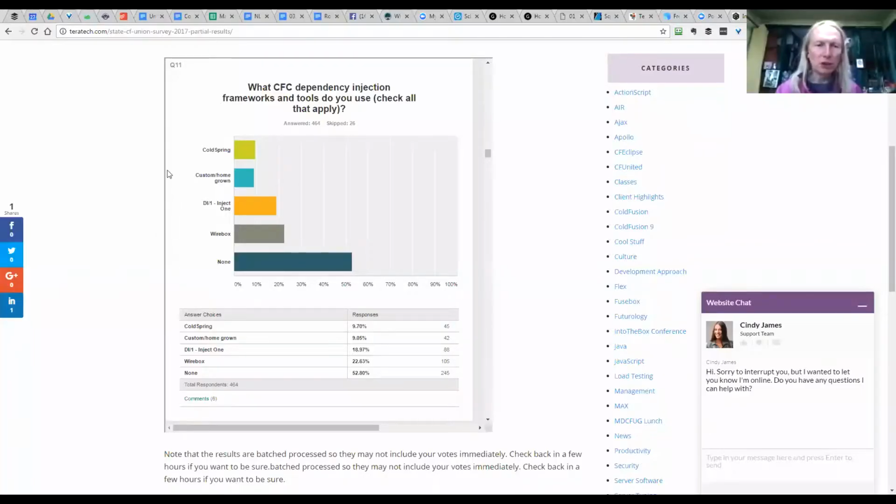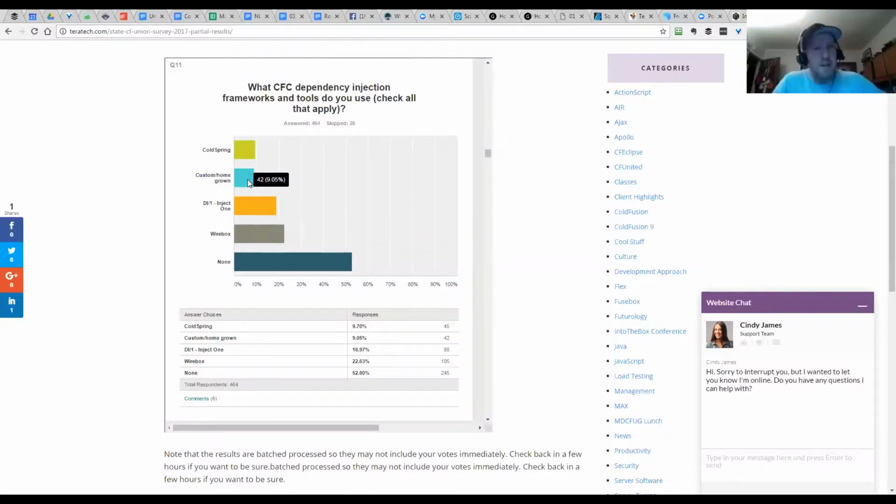Wirebox. I just shared the screen of the survey question from the ColdFusion State of the Union survey. I don't know if you can see the screen share, but Wirebox is the most popular one there. About 22% of folks who took the survey are using that. Right. And then some other popular ones are DI1 and ColdSpring. And then I don't know what people are doing for custom home. I don't know either. I've never done that myself. But some people are doing that.